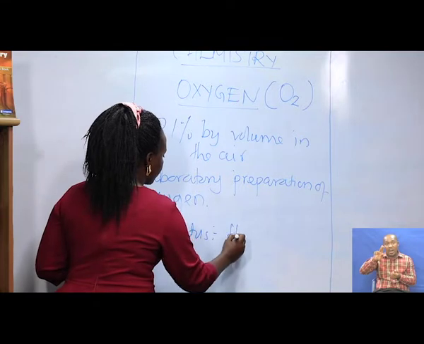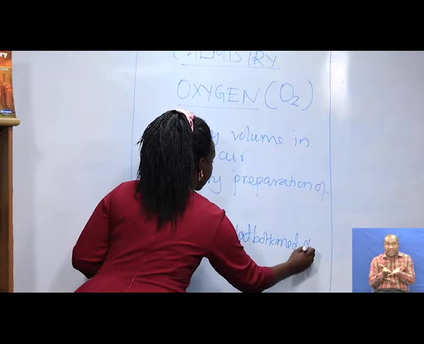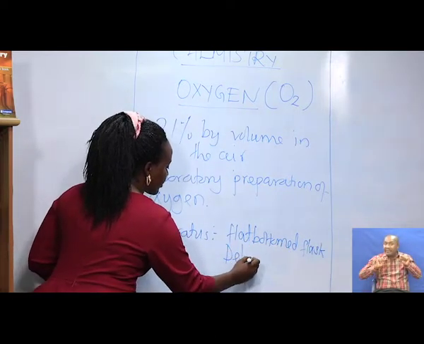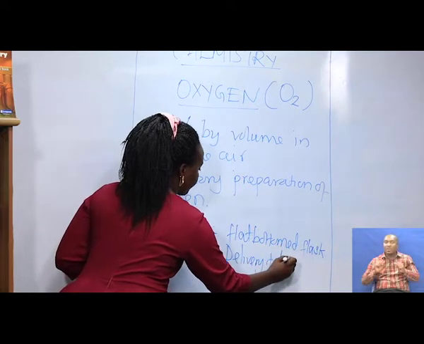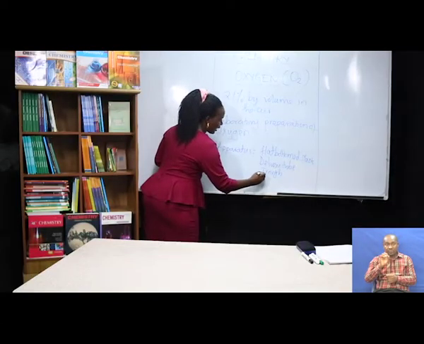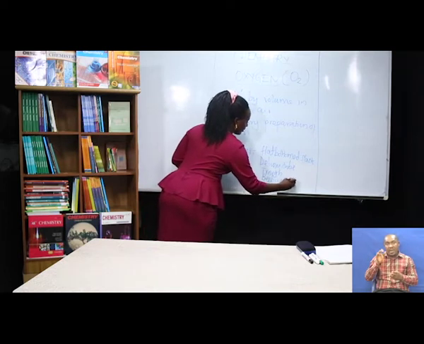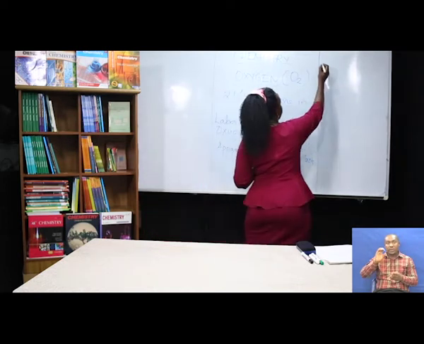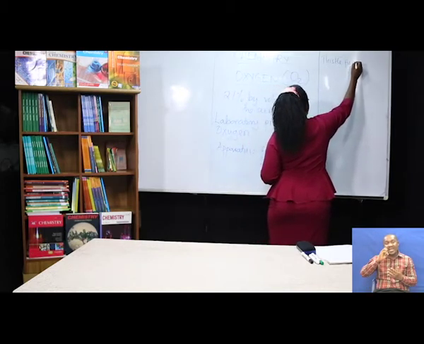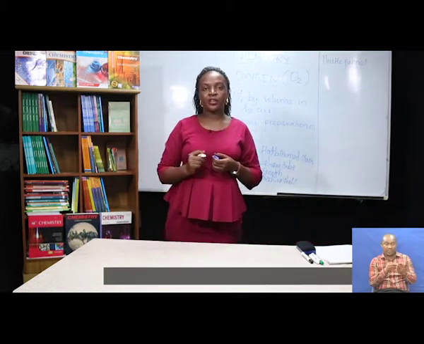The apparatus that you are going to use: we have the flat-bottomed flask. We should have the delivery tube. We should have the trough. We should have a beehive shelf. But also we should have the thistle funnel. So these are the apparatus that you are going to be using during preparation of oxygen.